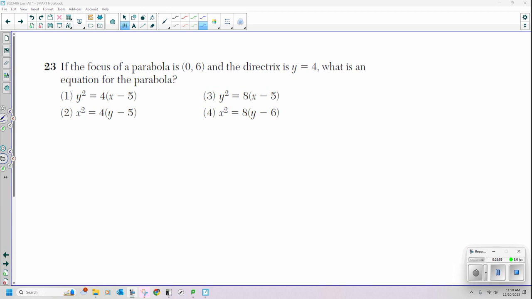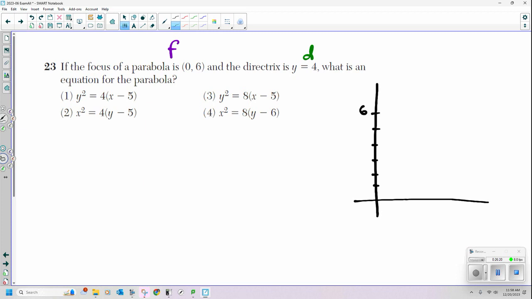If the focus of a parabola is at 0, 6, and the directrix is at y equals 4. Okay, so let's plot this. 0, 6: 1, 2, 3, 4, 5, 6. Here's 6. This is the focus, which is 0, 6. I'm going to do this in purple. And the directrix is at y equals 4, which is right here.